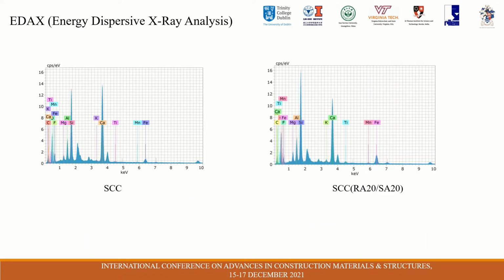In this graph, we can compare the elemental composition of the SCC reference mix and the SCC containing substitutions. Comparing the images, the SCC containing the substitutions has a higher level of silica fume and iron content due to the addition of slag aggregate, which is rich in iron ore slag.